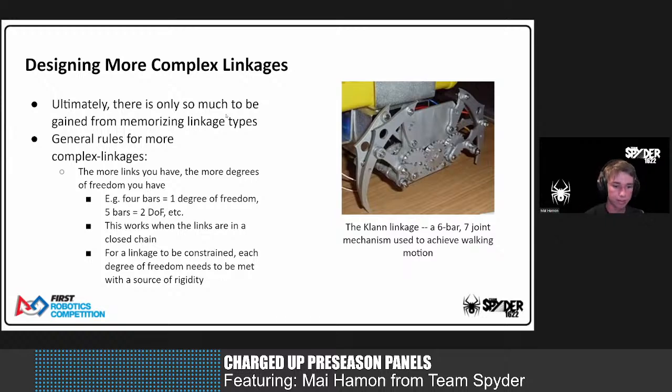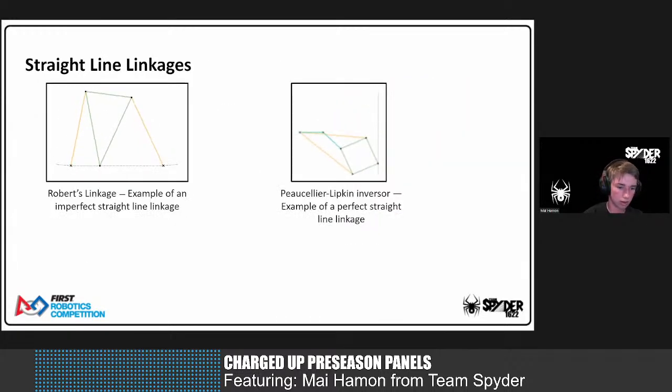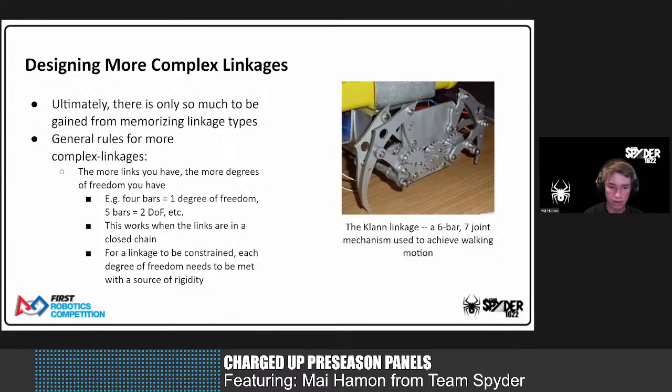Generally, the more independent links, such as those in a chain, you add, the more degrees of freedom you have. And so designing more complex linkages is mostly involved in the study of degrees of freedom. These degrees of freedom need to be met with a source of rigidity, which can either be an additional link to reinforce it, or an input link, such as a pneumatic, a motor, or a servo. Keep in mind that most bridges involving triangles are very long linkages that maintain their rigidity through the addition of extra links.